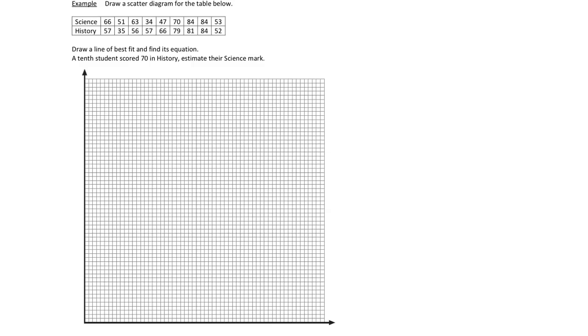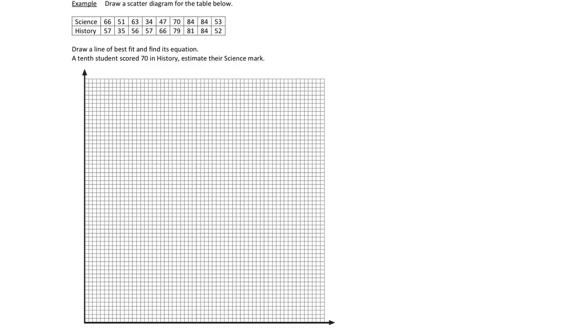Okay, we're going to look at a scatter graph example. This example says, draw a scatter diagram for the table below. So you've got scores in science and the people's corresponding scores in history. I'm going to see, is there any relationship basically between somebody's score in science and somebody's score in history.